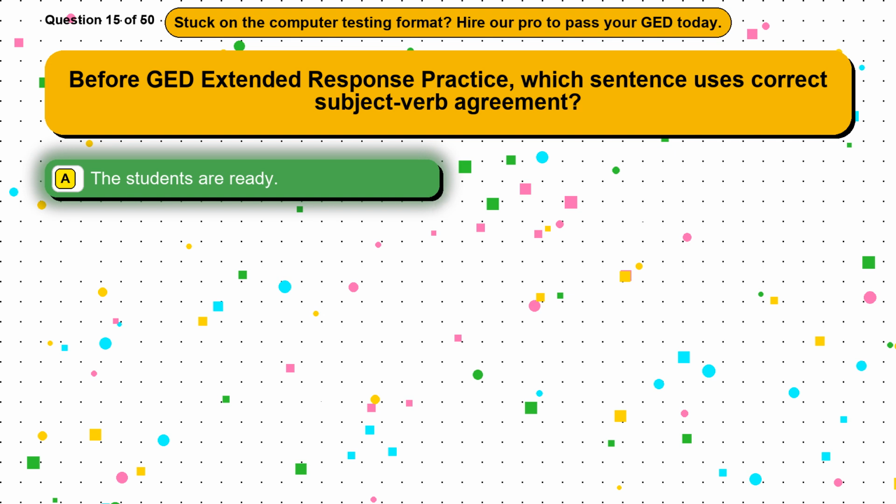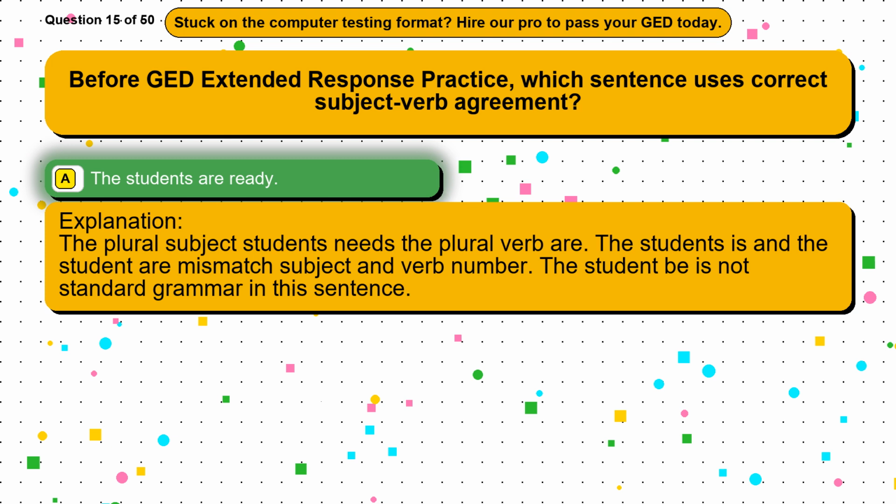The students are ready. The plural subject students needs the plural verb are. The students is and the student are mismatch subject and verb number. The student be is not standard grammar in this sentence.